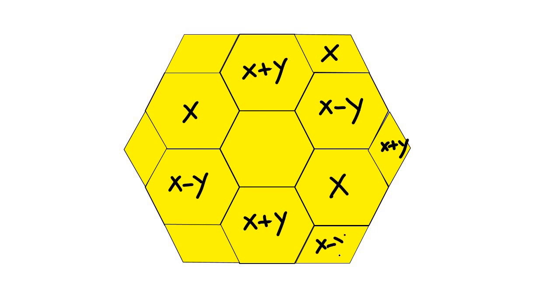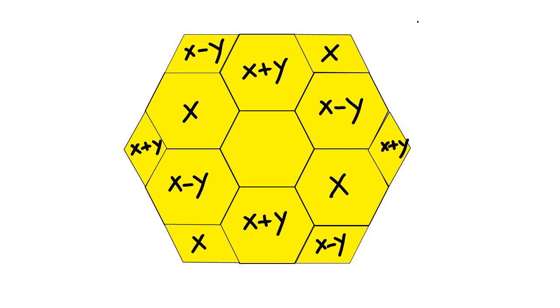So here will be x minus y. Next x minus y, x plus y. So here will be x. Again here will be x plus y. Next x, x plus y. So here will be x minus y. So see, this is yet another type of structure that we can generate.